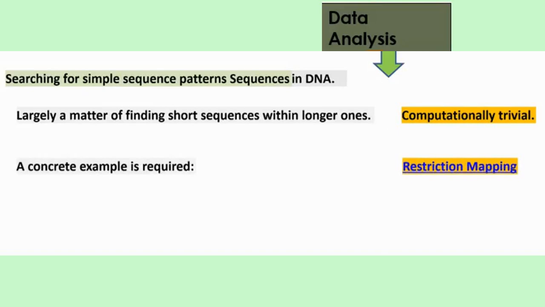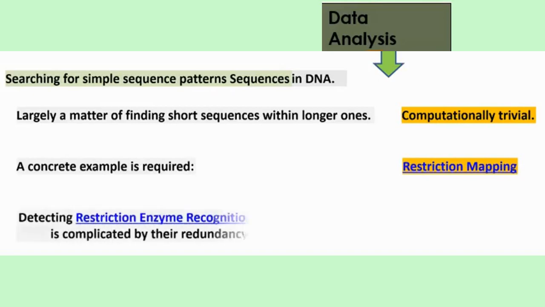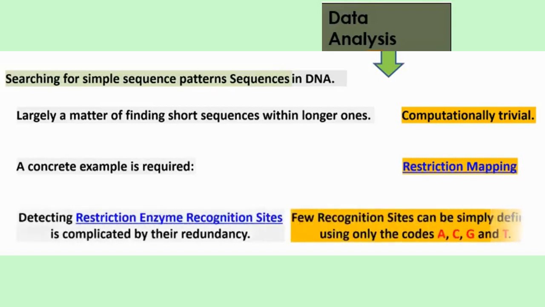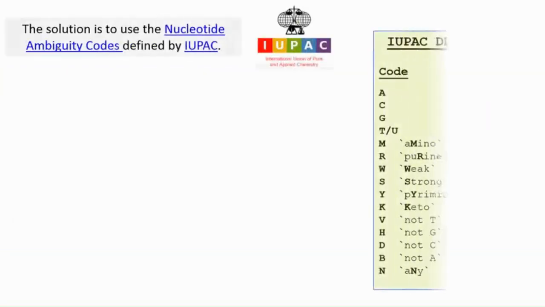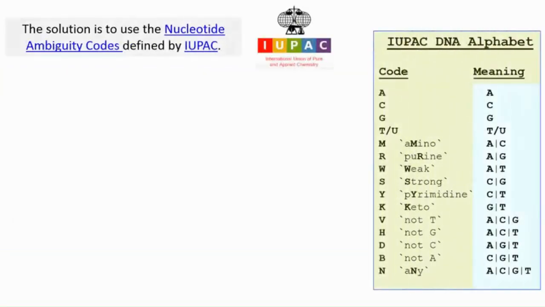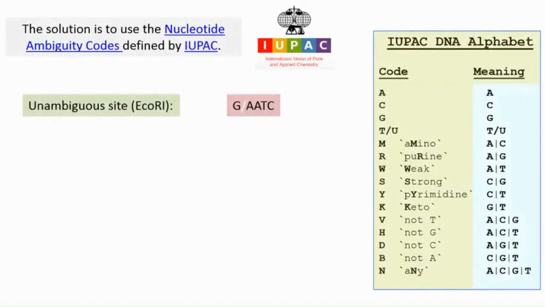The only real complication is that so few restriction enzyme recognition sites have no ambiguous positions. What is needed is an alphabet for DNA that includes codes for every possible ambiguity. The International Union of Pure and Applied Chemistry, IUPAC, provides such an alphabet. Unambiguous restriction enzyme recognition sites can be represented using just the characters A, C, G and T. The / indicates the cut site.